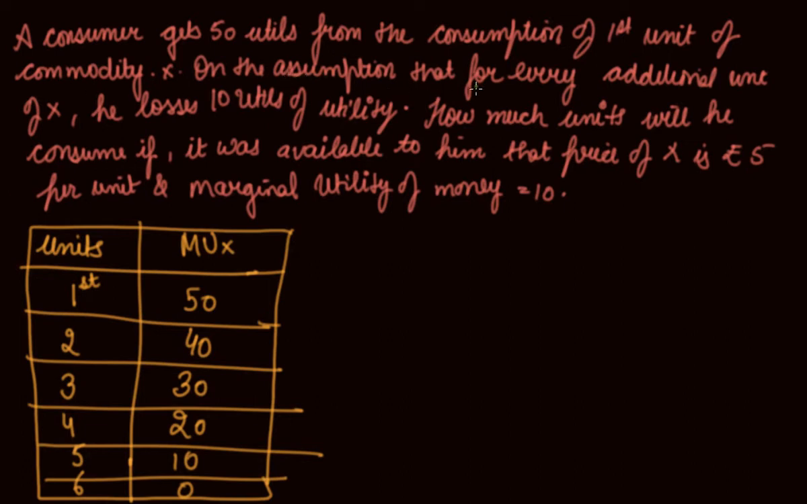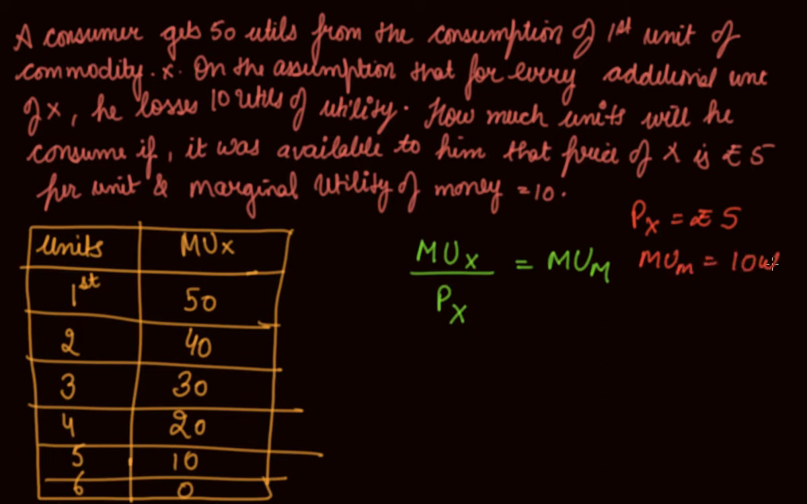Now they've asked, on the assumption how many units will he consume if it was available to him that price of X is 5 per unit and marginal utility of money is 10. See, they're asking you to give the equilibrium point in case of one commodity. In case of one commodity, consumer is at its equilibrium when marginal utility of X divided by price of X is equal to marginal utility of money. Now we are given price of X, which is rupees 5. We are given marginal utility of money, which is equal to 10 utils.